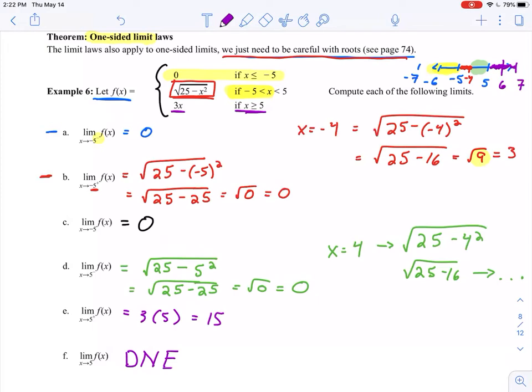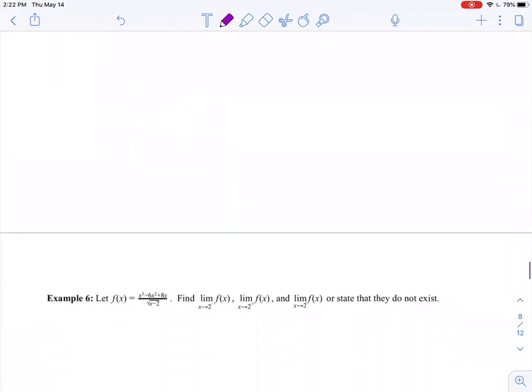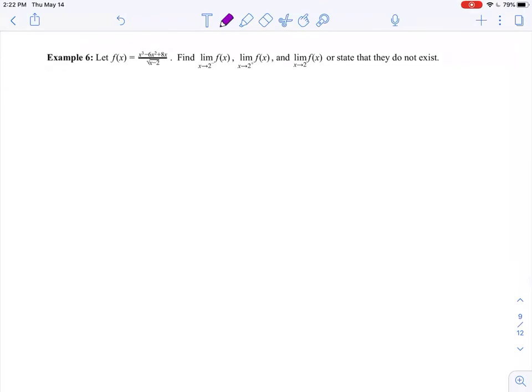So let's take a look at one more example here in this video, just because I really want to highlight roots and how we deal with those. So here in this example, I've got a function f of x with a radical in the denominator. I want to look at limit as x approaches 2 from the left, 2 from the right, and then the two-sided limit at 2.